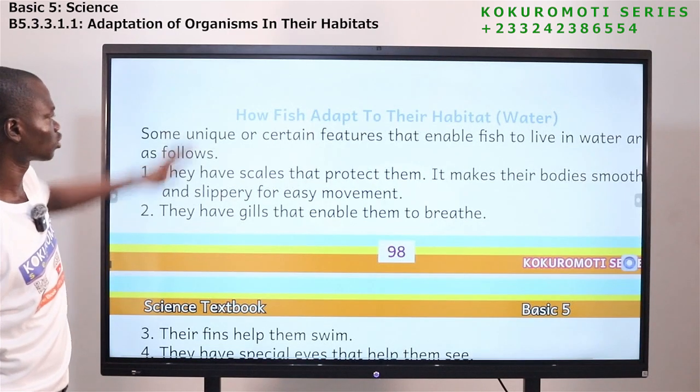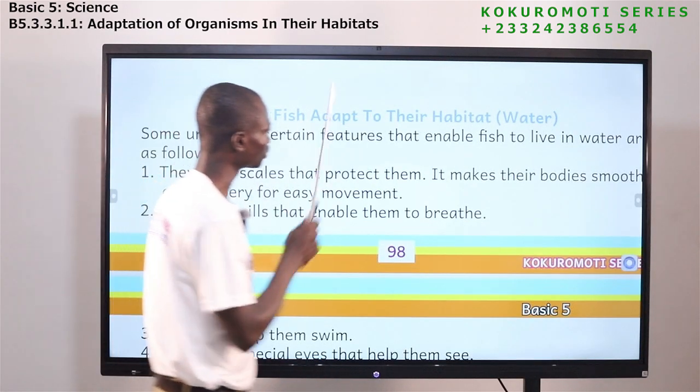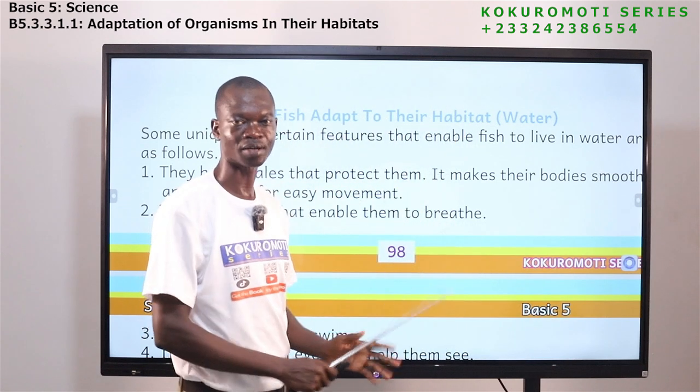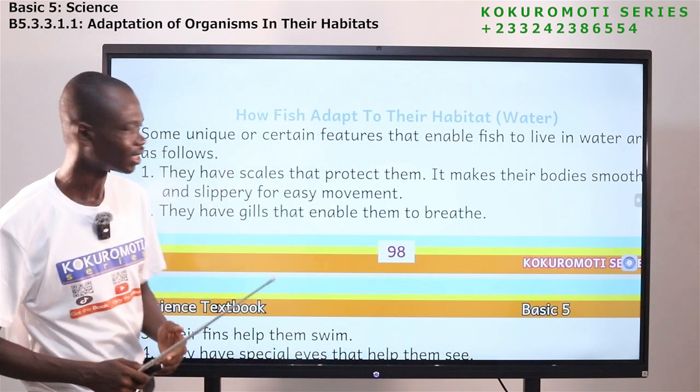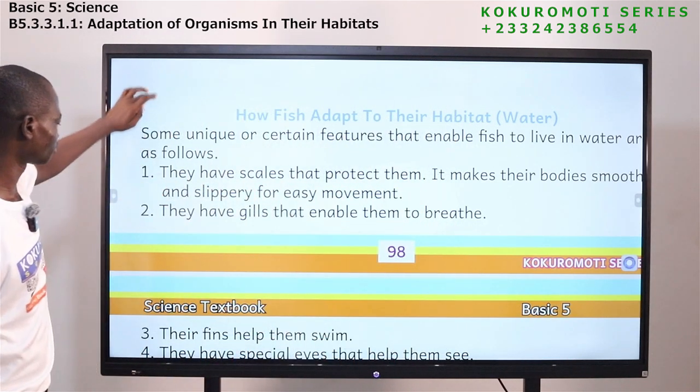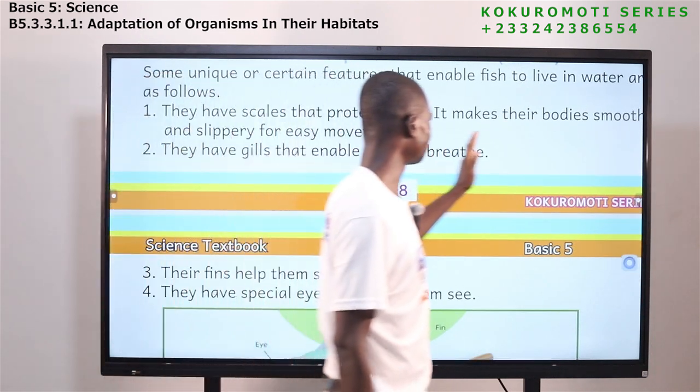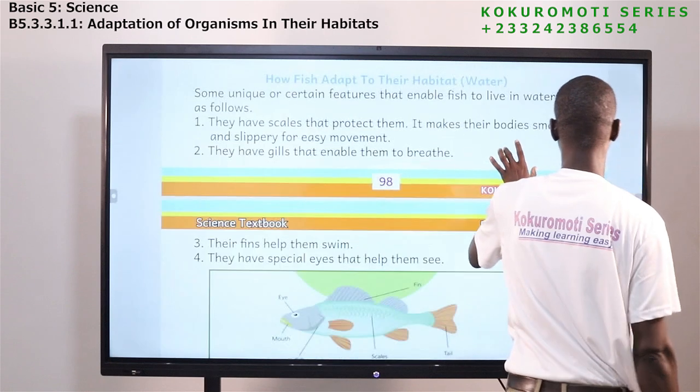Now let's come to the next one. How fish adapt to their habitat, that is water. We know fish live in water. So how are they able to live in water? Now let's look at it. 1, they have scales that protect them. It makes their bodies smooth.